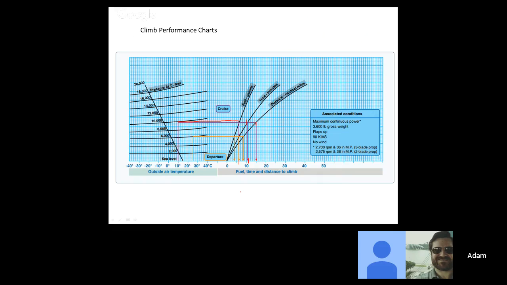And this is applicable to each aircraft that we fly. So that will be in the aircraft? In the manual, yeah. This will be in the aircraft manual. Okay.